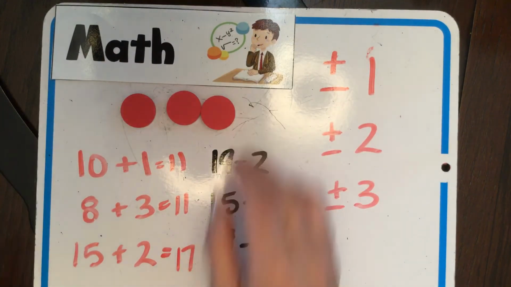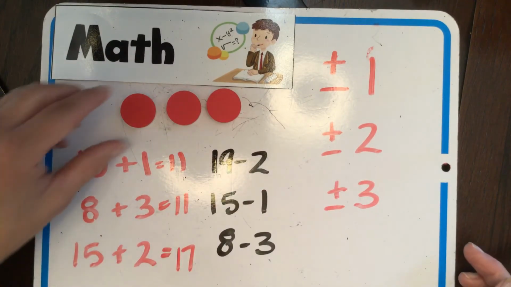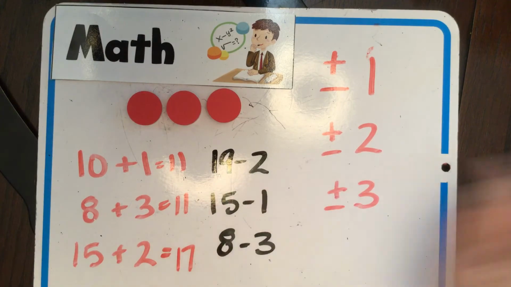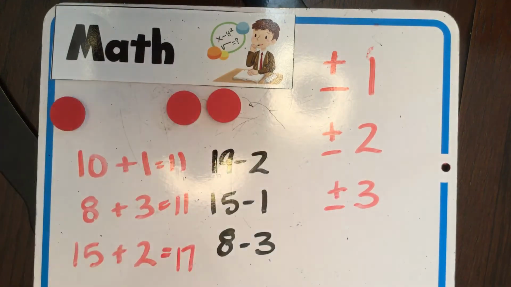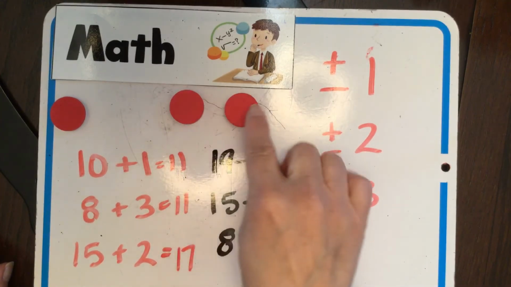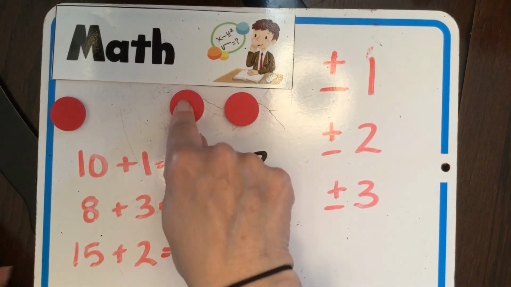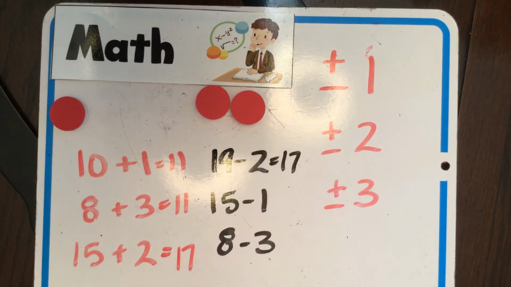The same thing happens when I count back. I don't need to count the number up to 19. I'm just going to start at 19 and go backwards. So if it says 19 minus 2, I'm going to just put 2 in my space here. Then I'm going to say after 19, 18, 17. The answer I end on is my answer. So the answer is 17.